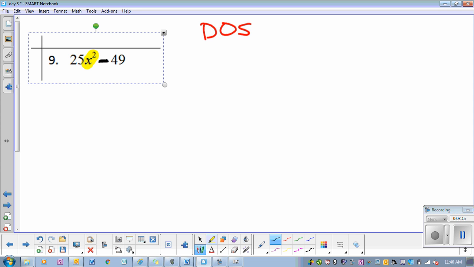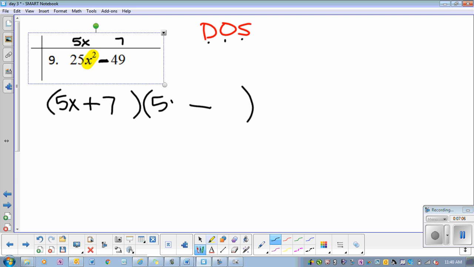Square root of 25 is 5. What's the square root of x squared? What's the square root of 49? 7. Perfect. So this is a DOTS. Double parentheses, opposite signs, and then square root. And we already did it right there. 5x plus 7, 5x minus 7. There we go.